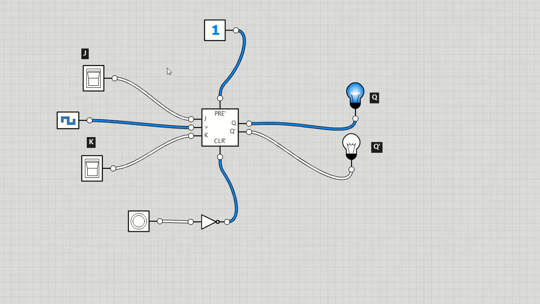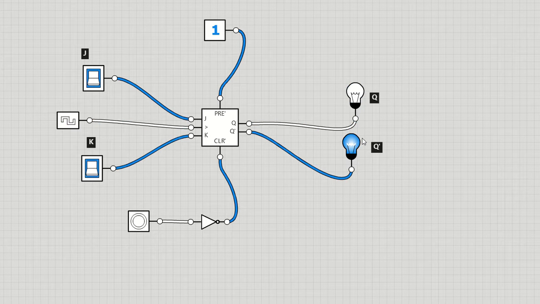The circuit is designed successfully. As per the truth table, we give the value 00, which means there is no change in previous state. 01 means 01. 10 means 10. 11 means complement of previous state, that is toggle.